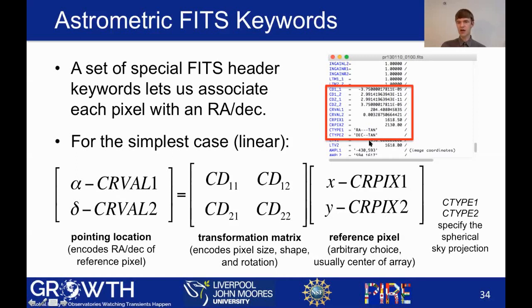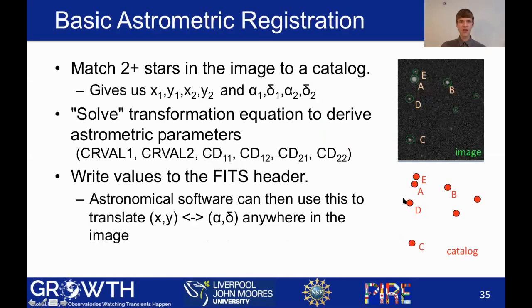Additionally, there are some standard text keywords which explain this sky projection to turn this linear equation into the spherical coordinates on the sky. How do we actually solve for these values in practice? We have to select at least 2 stars in the image which have been correctly matched to catalog values. So the X and Y positions of 2 stars and the right ascension and declination positions of those same stars within the catalog gives us the sufficient number of values to solve the equation to derive the 6 astrometric parameters that we need to know.